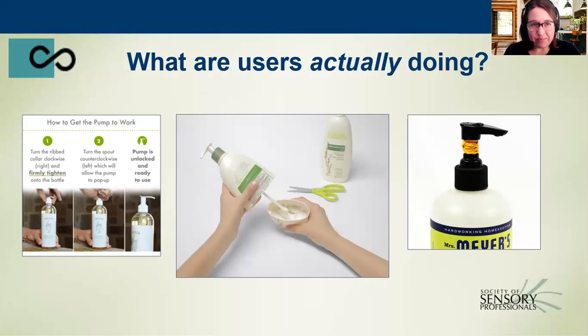In these three examples, with a pump soap, first of all, we have instructions on a website on how to open the pump because users are being confused about that. We've got a homegrown solution when lotion doesn't all make its way out of the container. Someone actually just cut it open. And then we've got a solution classroom teachers often use, putting elastic on so that not as much soap dispenses in one pump. So sometimes what people are actually doing isn't what you planned for in the design and really isn't what you expected.